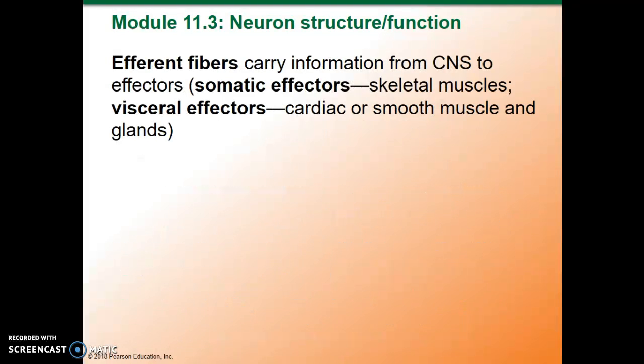Efferent fibers are outgoing. They carry information from the CNS to the effectors. Somatic effectors are skeletal muscles. Visceral effectors are cardiac and smooth muscle and glands.